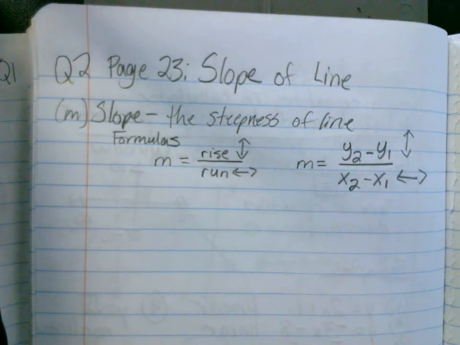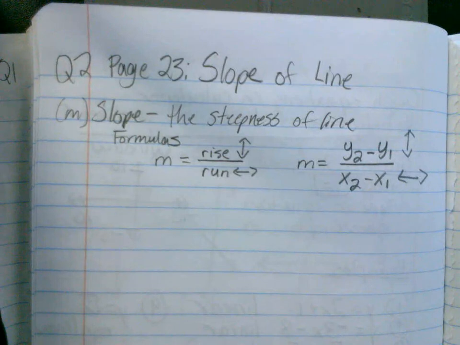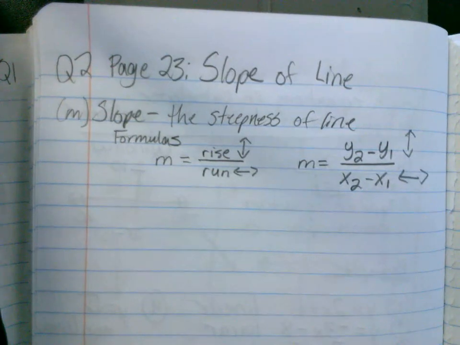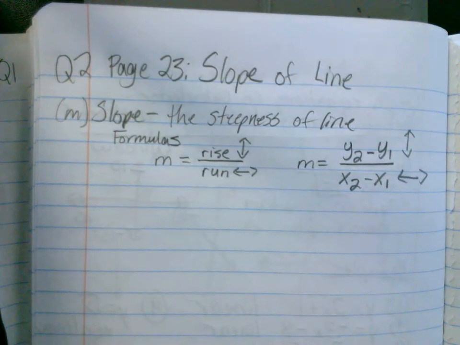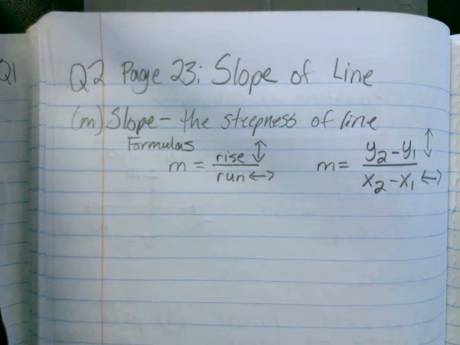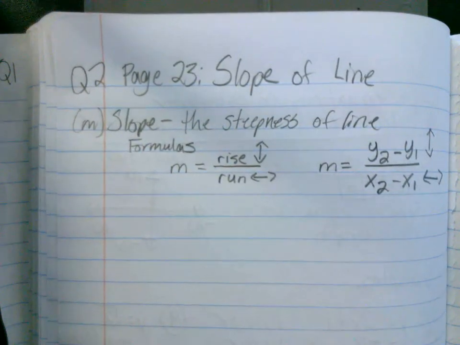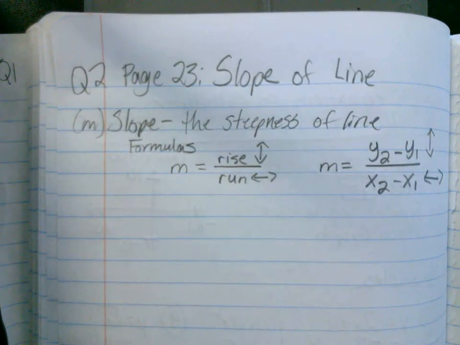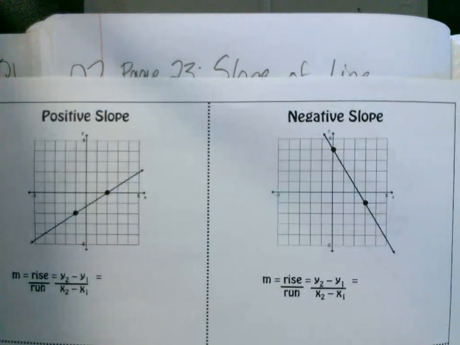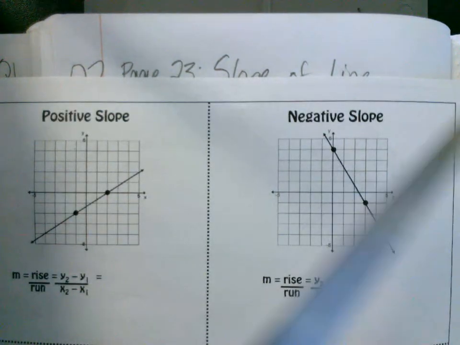Okay. So now we're going to go to our foldable, and I'm going to explain the different examples for you. One person from each table, please pick up a supply bag. I'm going to pause for the calls, okay? You need the slope sheet, and you need a pair of scissors, okay?